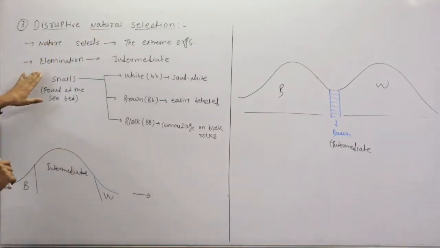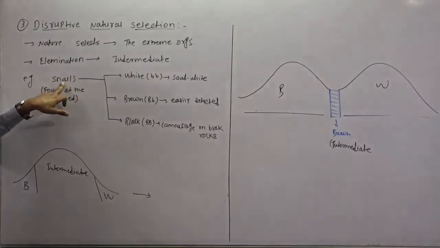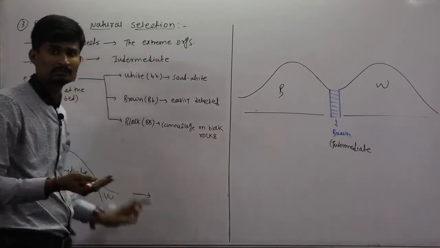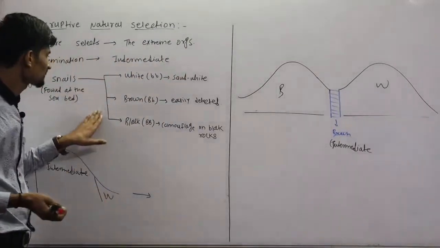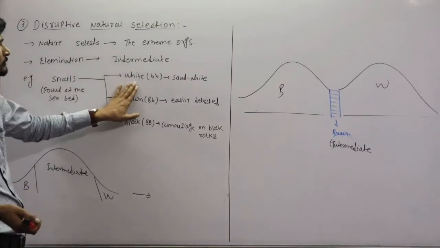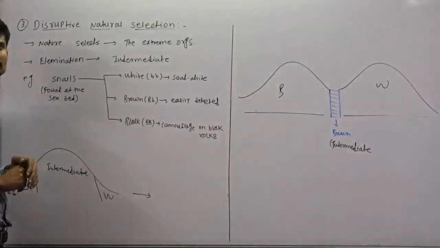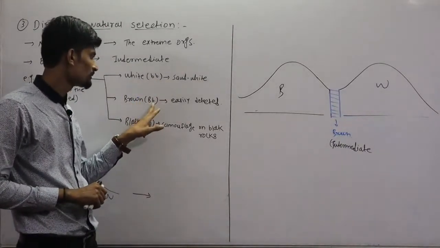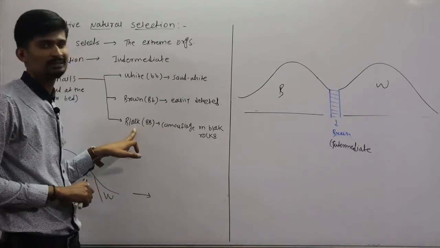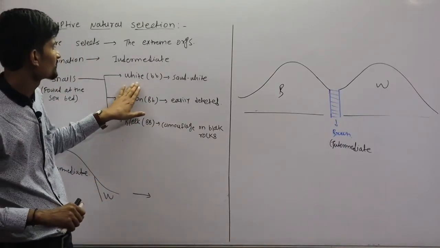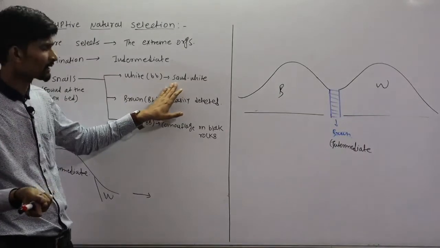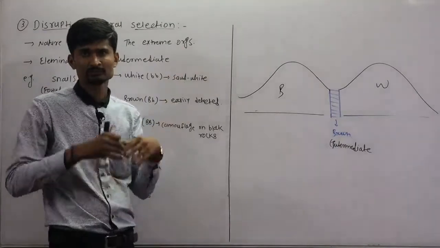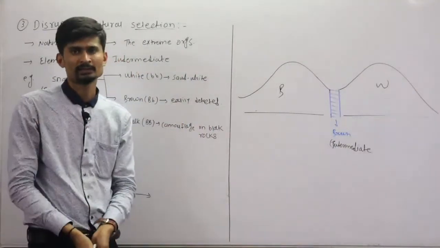Okay. So for example, there are snails, okay, which are found at the sea bed, at the sea bottom. So there are three varieties, that is white, brown and black colored snails. White is denoted by small b, the genotype capital B small b is brown, and capital B is black. So these white snails are easily camouflaged from the predator because the sand of the sea bottom is also white, so these are not easily visible to the predators.